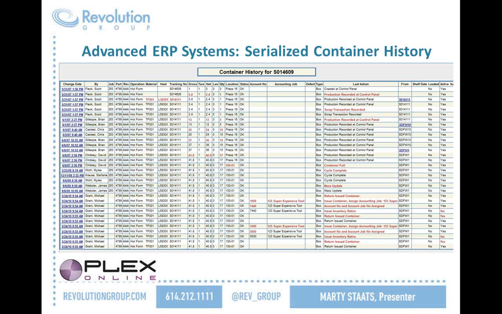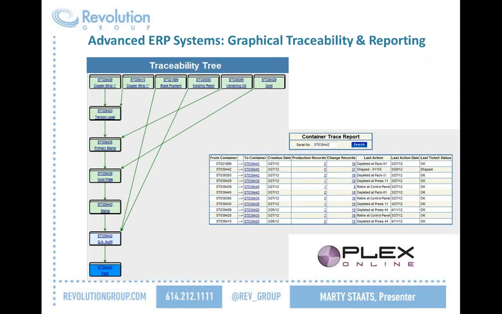Maybe you're tying this serialized container to a certain costing job. You can see container level detail of what type of container it is, what the weights of the container are. You can see the actions as they occur. Also, with these systems, you would have the traceability of these parts to the containers from which these parts originated.